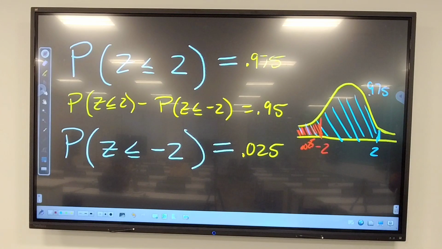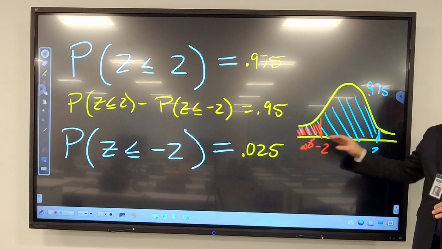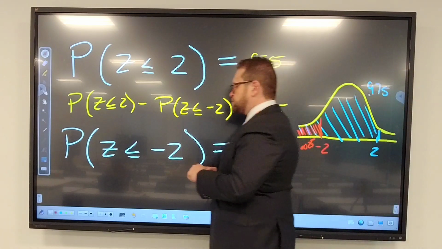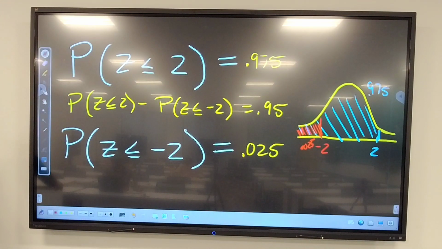One thing that we were counting on here to perform this computation was that the curve was symmetrical. So that way each of these tails had an area of 0.025. Let's answer this then.